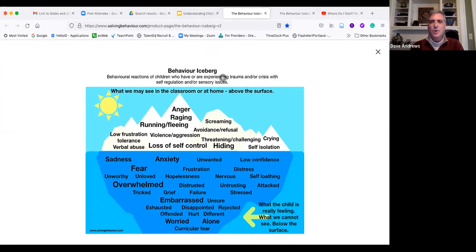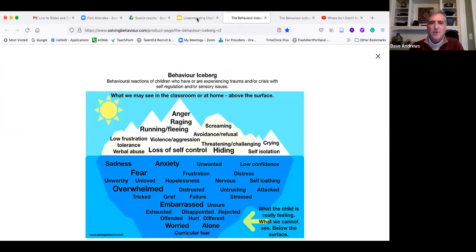And that's important to know, that these behaviors aren't just to be bad, right? Kids don't want to be bad. They are communicating a pretty strong emotion when you see challenging behaviors.